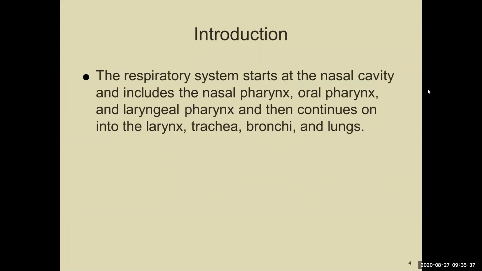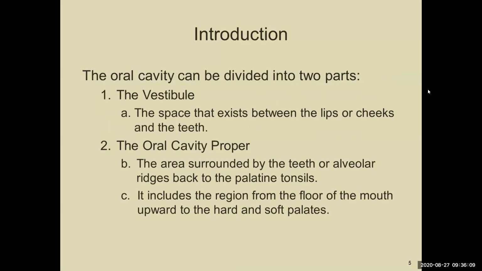And then the respiratory system starts at the nasal cavity, and that includes the nasal pharynx, the oral pharynx, the laryngeal pharynx, and then it continues on into the larynx, trachea, bronchi, and lungs. We're not going to be getting into all of that because our course is oral anatomy. Your head and neck anatomy is going to be a different course for you, and you're going to be concentrating on that stuff.